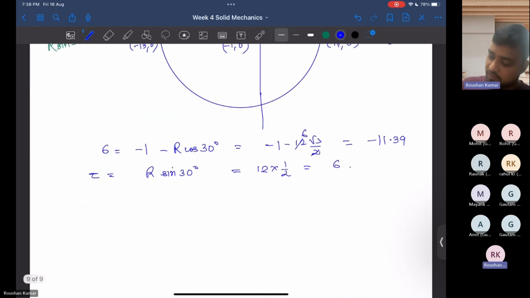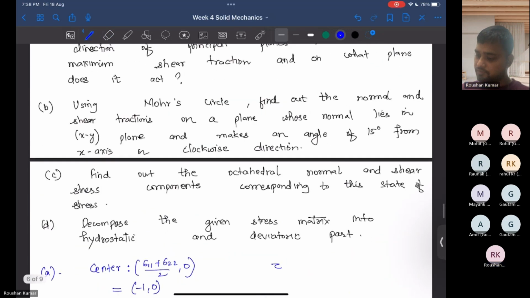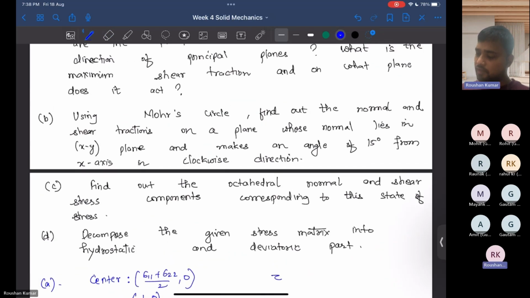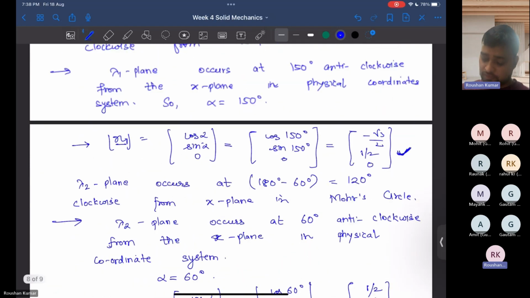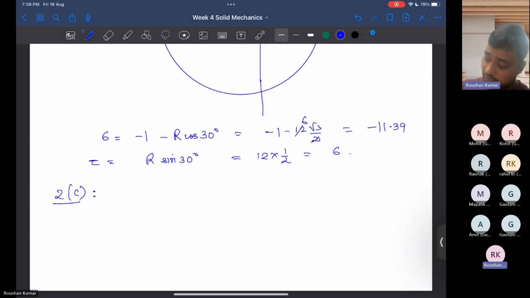Now coming to part C, 2C. So the third question is, using Mohr circle find out the octahedral normal and the shear stress component corresponding to this state of stress. So octahedral normal and the shear stress component. So first we have to find the octahedral normal stress.